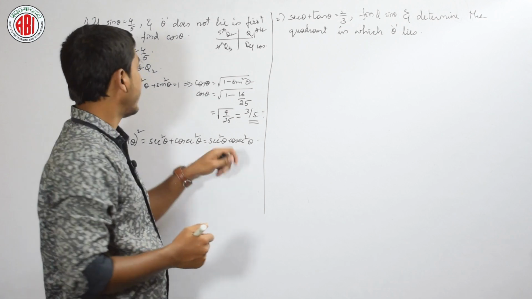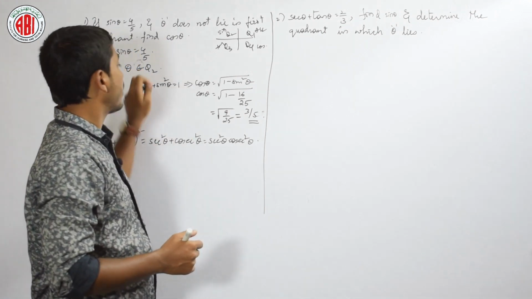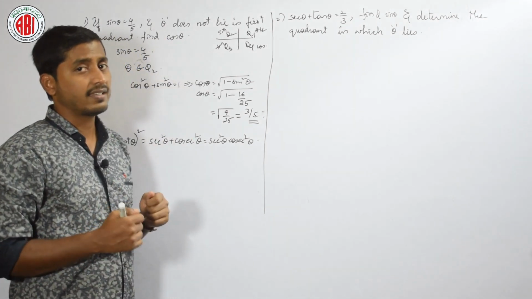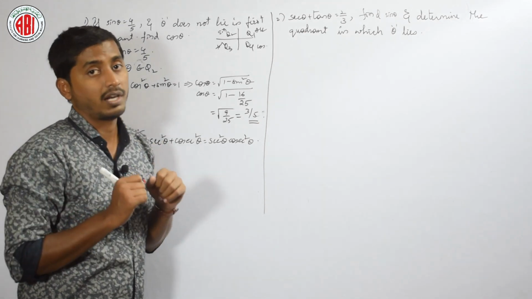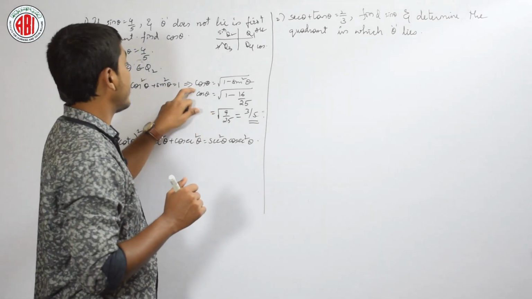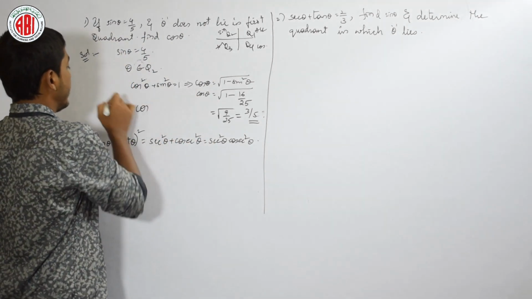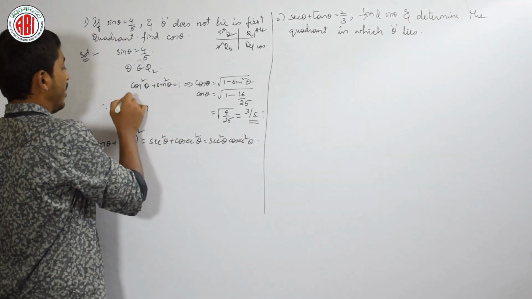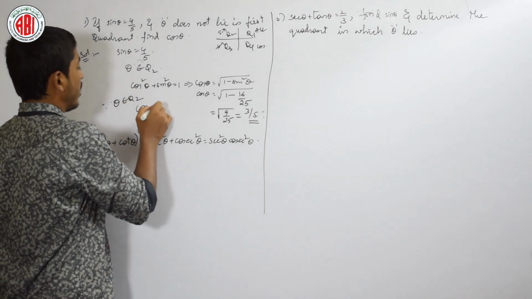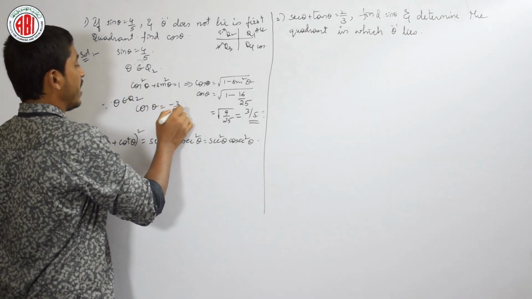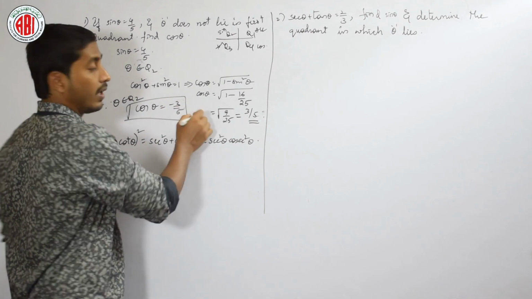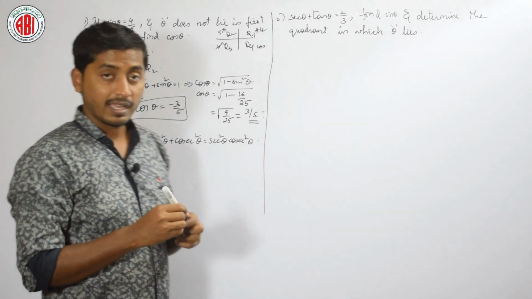Is it clear? Then he is clearly telling that theta belongs to the second quadrant. What is its significance? That theta has to be in the second quadrant. Why? Because cos is negative in the second quadrant. We have to specify it. Since theta belongs to the second quadrant, cos theta is equal to minus 3 by 5. Can you remember this? Is it clear?